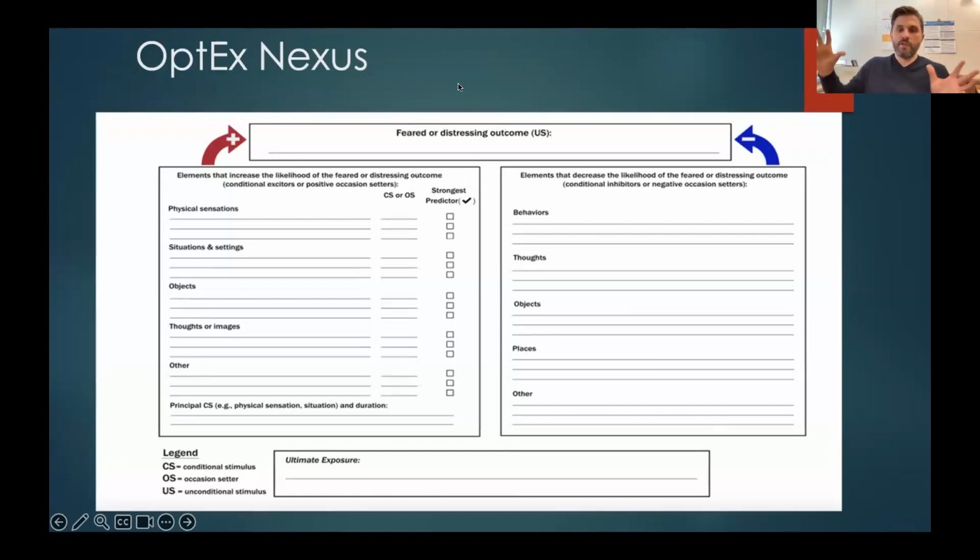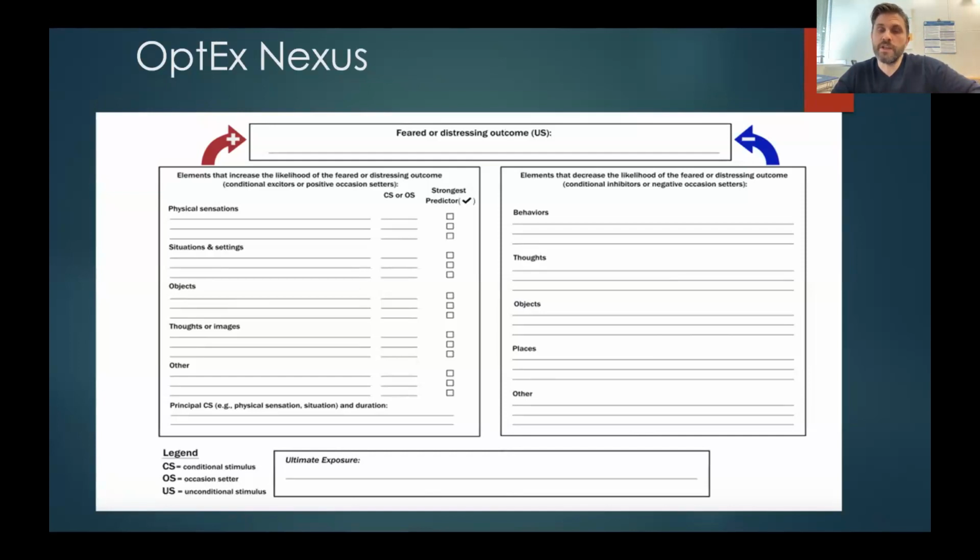So here's the first page of, let me just make sure. Yep. Of our Opdex Nexus. Again, this is in our most recent publication. We also have an accompanying list of questions that help guide people through doing this. Again, we had different iterations of this. This is our current one.